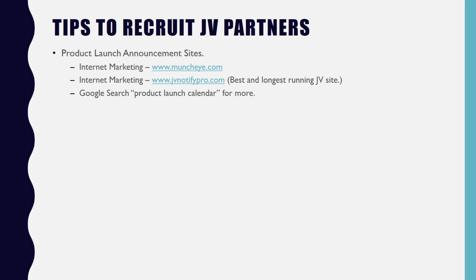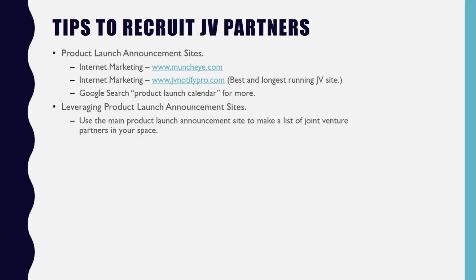You could also do a Google search for product launch calendar, info product launch calendar, digital product launch calendar, and you could find some additional ideas. One of the things I like to do when I'm out there recruiting affiliates is I like to go out there and leverage the product launch announcement sites for potential affiliates that I can reach out to.